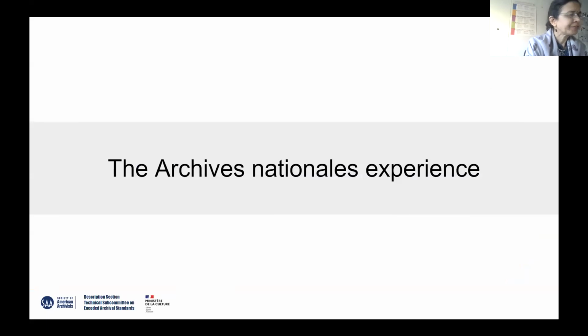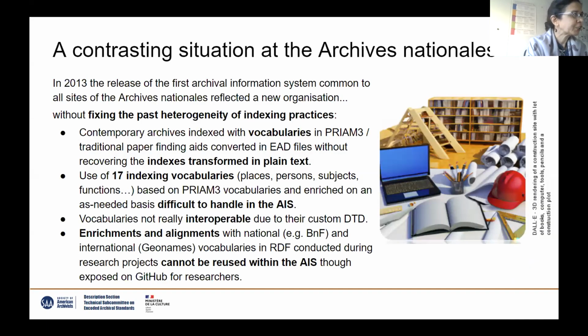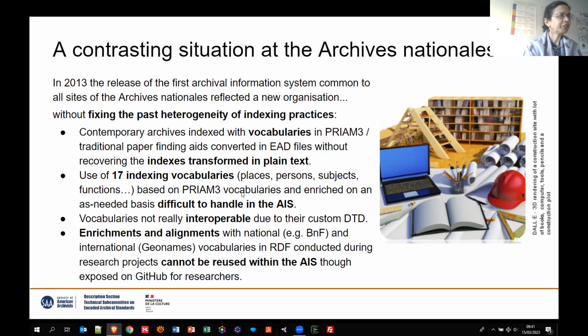At the National Archives, indexing of contemporary archives has been done systematically in Priam 3, but not always for the other fonds, which were indexed mainly in traditional paper finding aids. The computerization of these finding aids did not recover indexes, which were generally transferred into plain text. The release of the new archival information system in 2013 reflected a new organization without fixing the past heterogeneity of indexing practices. 10 years later, today, the lack is still present in the current database.